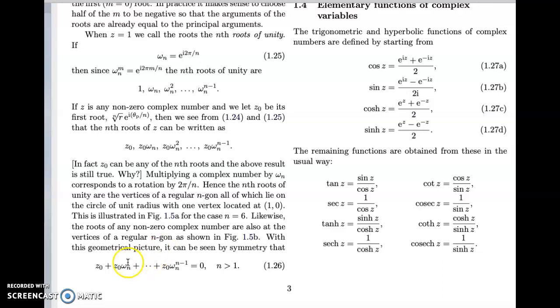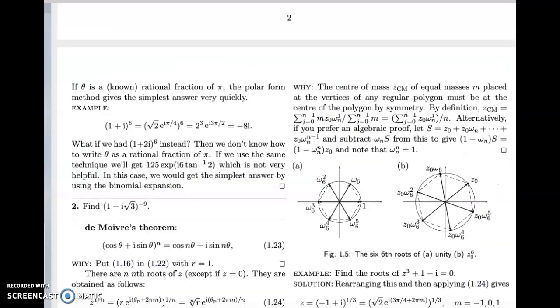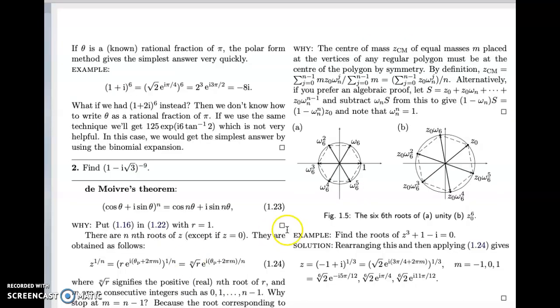It's also then straightforward to show that if you sum these complex numbers, you get 0. Given the proof here, the proof is not terribly important. I'll let you read it if you wish. I was going to argue by symmetry, but if you don't believe by symmetry, then you can look through the proof yourself.